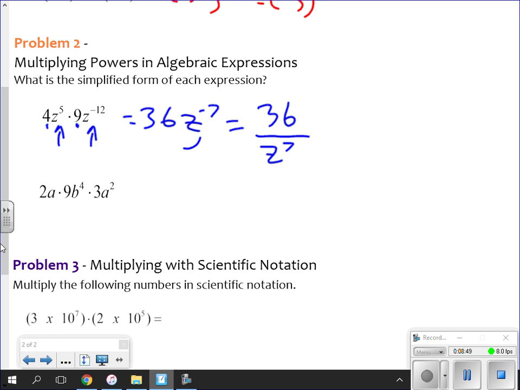Okay. Same thing on the next one. I have numbers out front, and then I have a bunch of A's. I have no other variables. All I gotta do is worry about the numbers in front and worry about the A's. So I have 2 times 9 times 3. You can multiply them in any order you want. 2 times 3 gives me 6. 6 times 9 is 54.